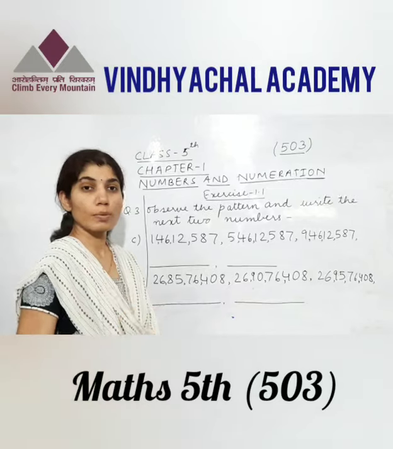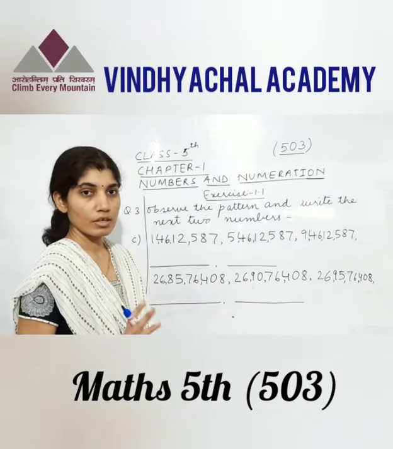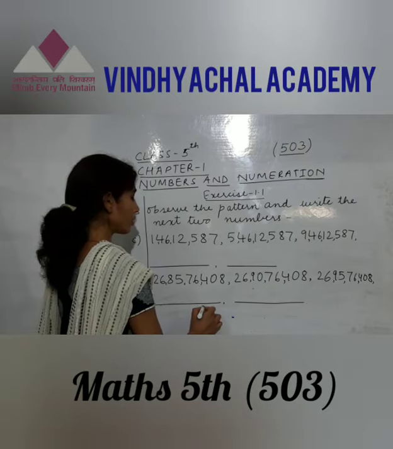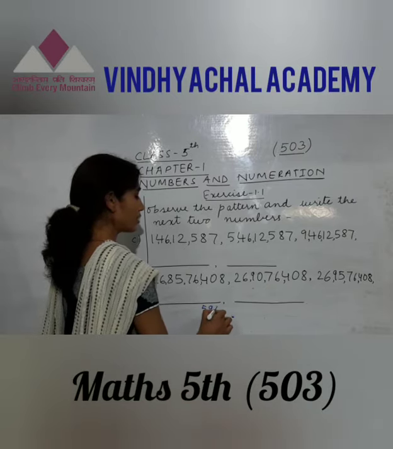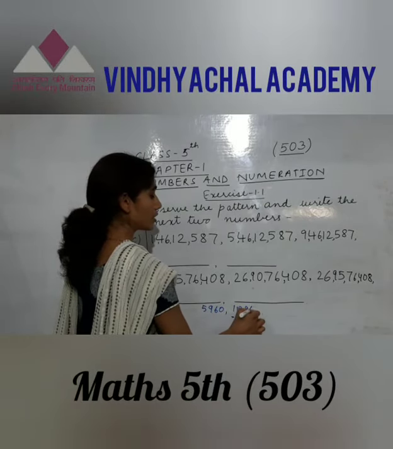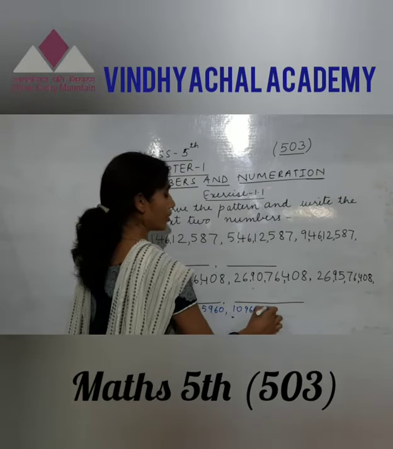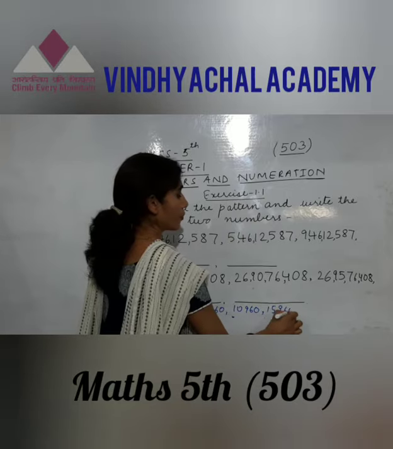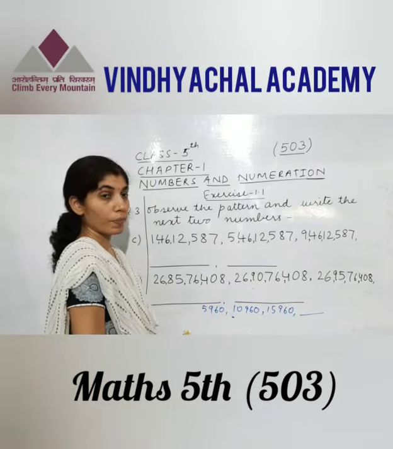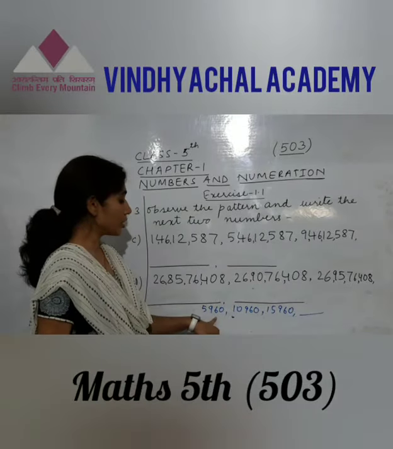Okay, you used to do skip counting in the lower classes. How did you used to do? Suppose numbers are given like 5,960, then 10,960, then 15,960. And suppose you have to write the next number here. So how did you used to think? See, here which place is changing?